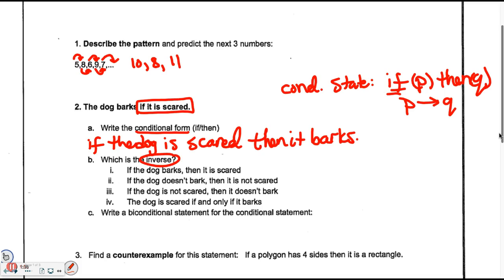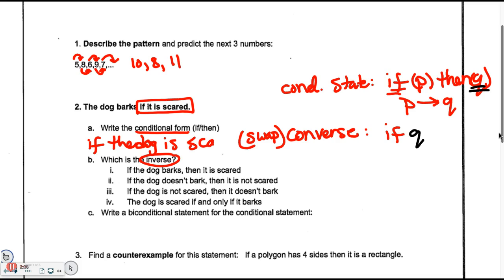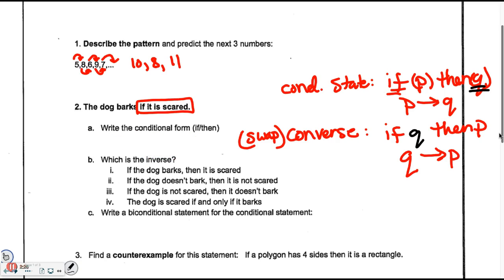So we need the if part first for a conditional statement. Then you need to know, and I put this on your note card, what a converse does. And again, some of you rewrote that on the note card. Sorry, that's supposed to be an S. The converse swaps the if and the then. So I call it the swap. So we would say if, but then this part would come first. So if Q, then P. And we say Q implies P. So back over here, the original says if the dog is scared, then it barks. The converse would reverse those and say if the dog barks, then it is scared.